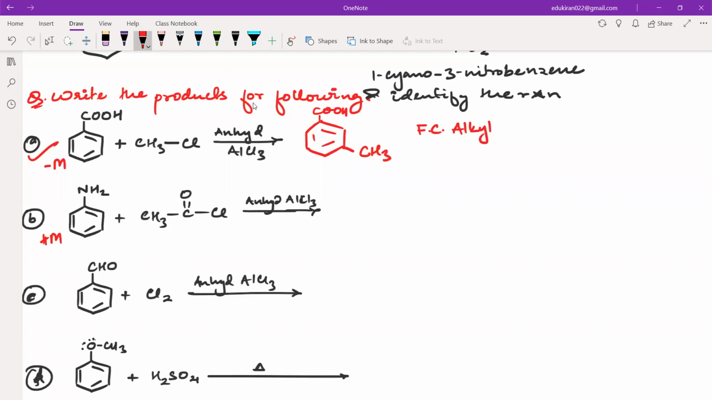Alkylation. Alkylation. अरे एसाइलेशन है ना भाई साहब, क्या कर रहे हैं आप लोग? ऐसे कैसे चलेगा? CH3 C double bond O and we have Cl group here. This is acylation, and so we will get two products.